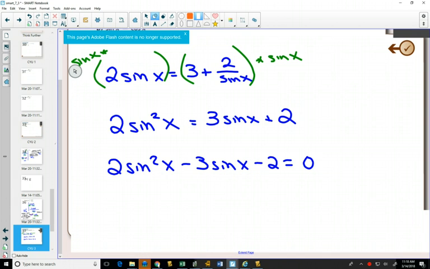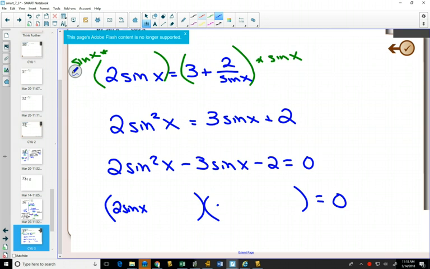And now we can factor this. And this one is a fairly easy one to factor. Because it starts with 2 sine squared, that means our only option is 2 sine and sine. Now, our last number is a 2. So that means we either have to go 2 and 1 or 1 and 2. And in this case, it makes a difference if you put 2 and 1 or 1 and 2.